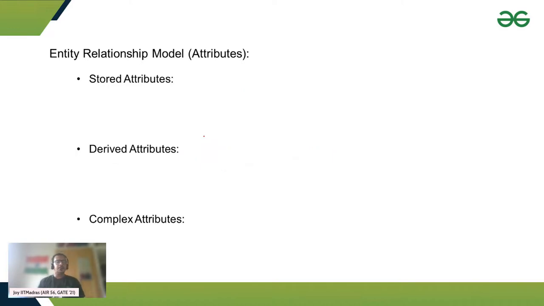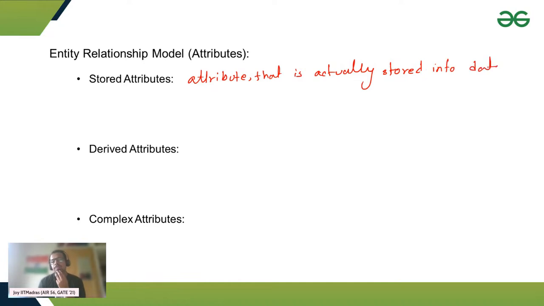Great. Let's move forward with another three types of attributes: the stored attribute, the derived attribute, and the complex attribute. What is a stored attribute? A stored attribute is an attribute that is actually stored in the database. We are not storing the specific attribute of a person, but we are storing some other attribute from which we can derive the attribute we are looking for. Let me give an example, then it will be very clear.